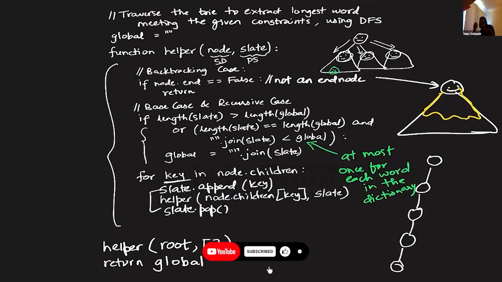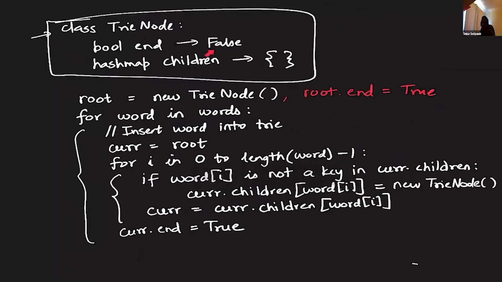Okay, and in the constructor of the node, we are supposed to initialize the end attribute as false, right? Yeah. So the default value is false in the constructor, and the default initialization of the hash map is an empty dictionary in the constructor. Okay, thank you.